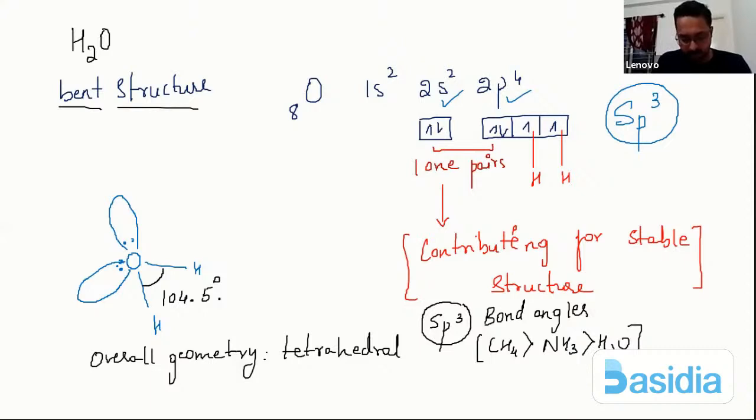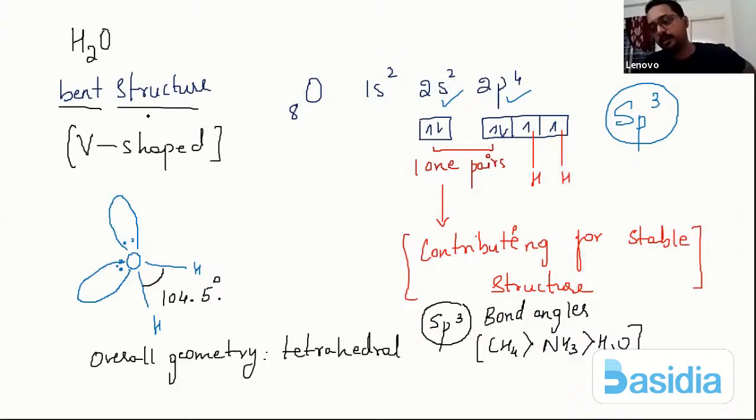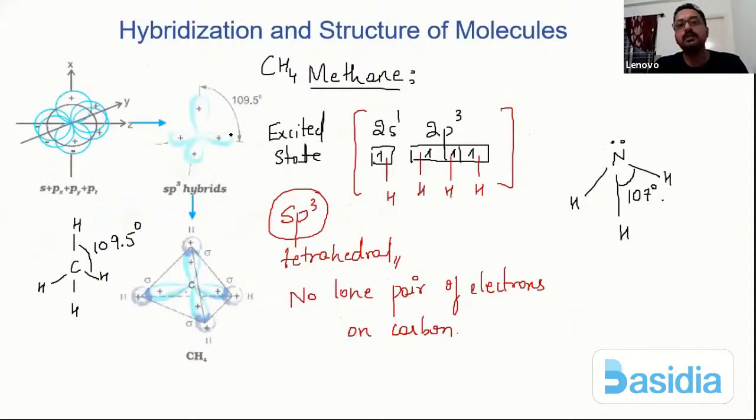Normally we say it is a V-shaped or bent structure. Even if you see somewhere written V-shaped, or angular, either V-shape, bent or angular is fine for the H2O molecule. The only thing is all these three are sp3 hybridized with different bond angles. Now we are done with sp, sp2, and sp3 hybridization. Now let us move on for the further studies.